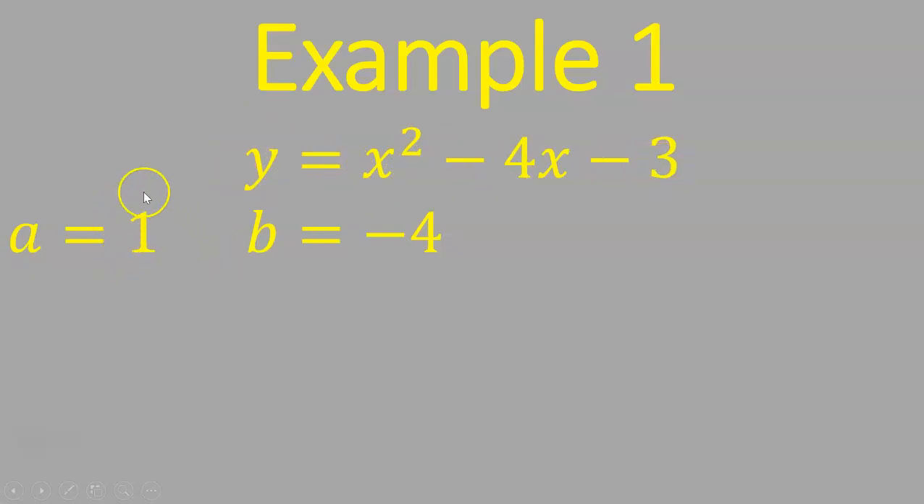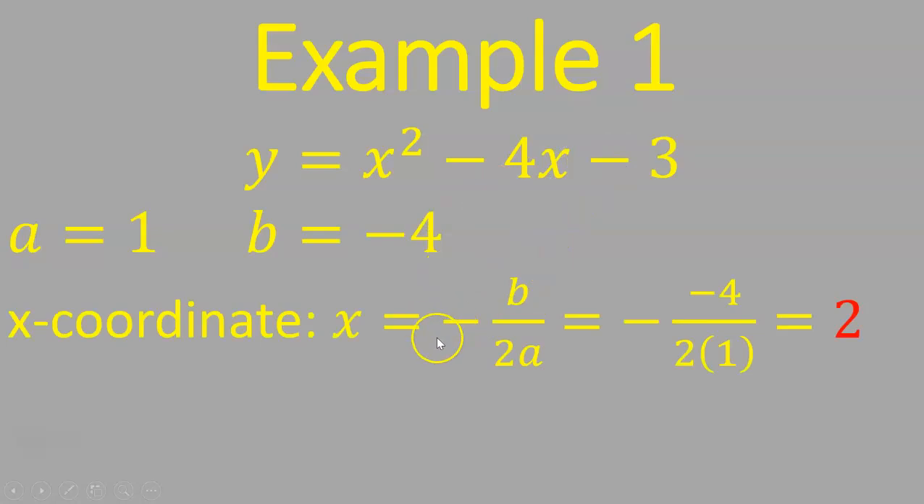Well, a is always the x squared coefficient. So in this case, it's 1. b is the x coefficient. Okay, so here it's -4. c would be the constant, which is not relevant here. We're going to use our formula, again, negative b over 2a. We're going to plug -4 into b and 1 into a, as it says here.